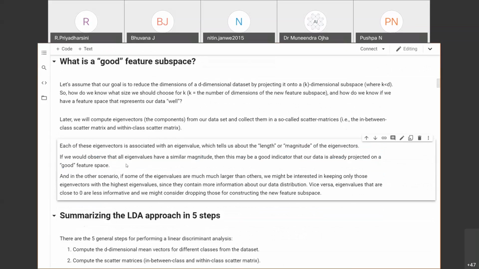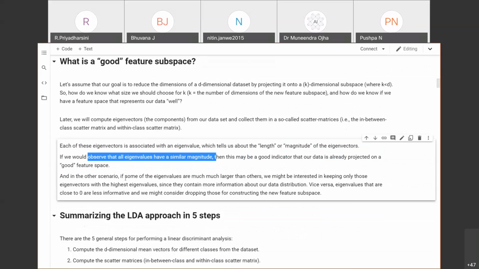When the eigenvalues have similar magnitude, if we observe that all eigenvalues have similar magnitude, then it is a good indicator that our data is already projected onto a good feature space.